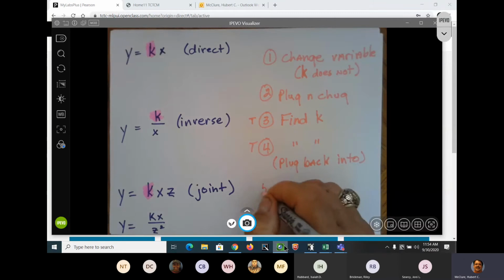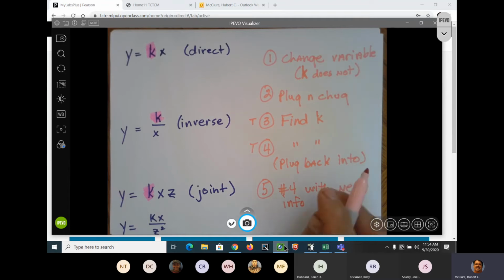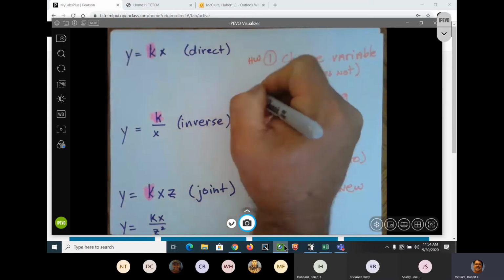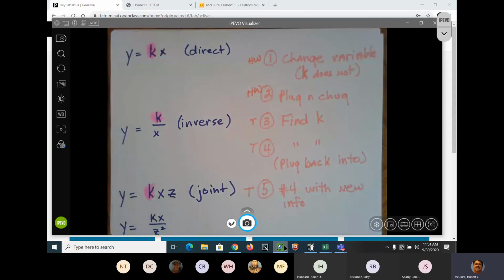And then five: number four with new info. Then they're going to say, with your new K, what would J be if M was 15? And then you would do the math. So those three are going to be the test questions. The first two are homework, not test. They're kind of like drills. Make sure you understand the difference between the three variations and how to change the variables.